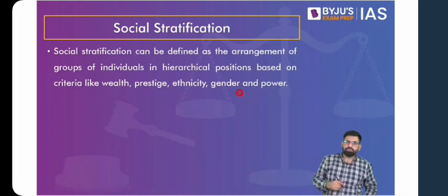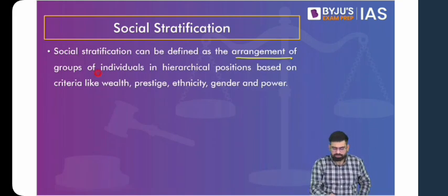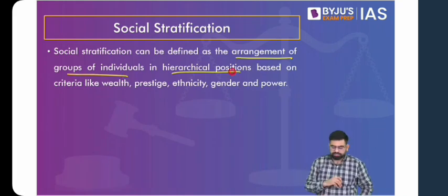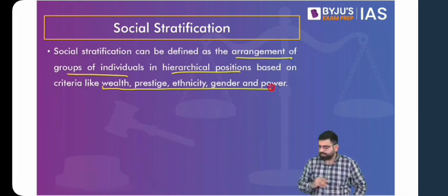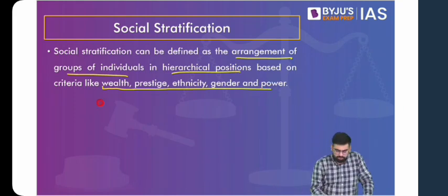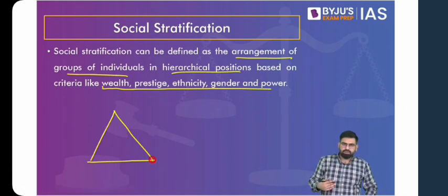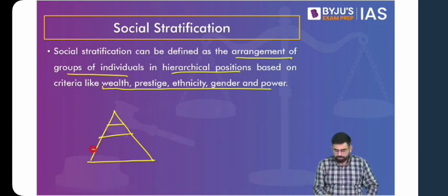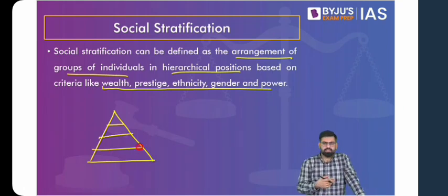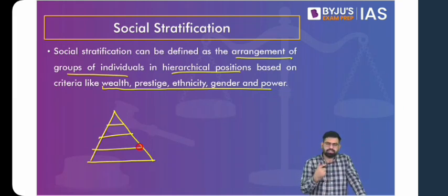So what is this idea of social stratification? The arrangement of groups of individuals in hierarchical positions based on criteria like wealth, prestige, etc. What does that mean? Let's look at our caste system. Most of you must be aware how the caste system looks. Now, caste system is the hierarchical arrangement of groups of individuals on the basis of their caste. That is, the idea behind it is that of purity and pollution.